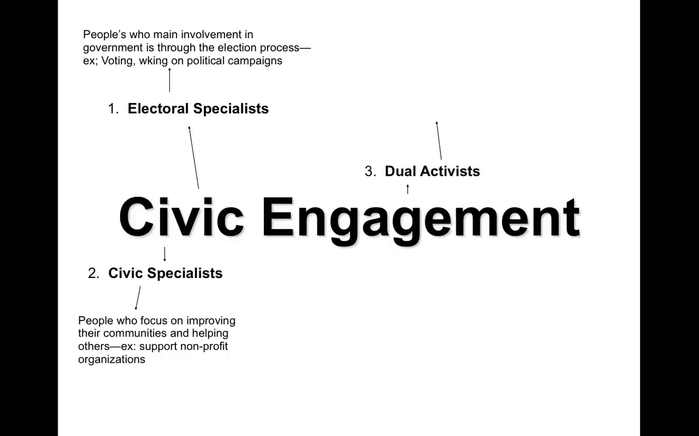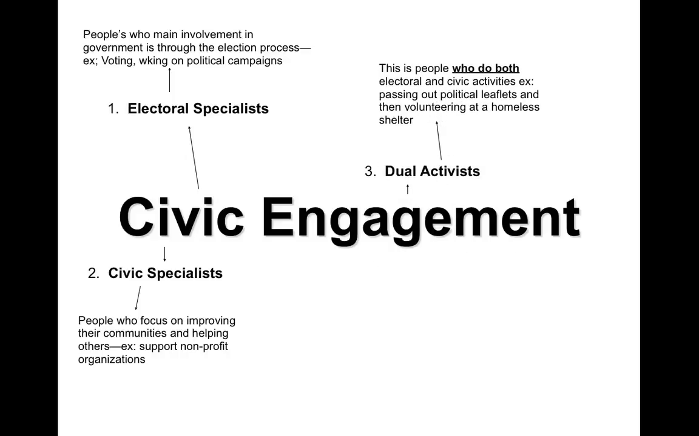Then you have dual activists. They are both electoral specialists and civic specialists. So they do both of those things. Again, passing out political leaflets, volunteering at a homeless shelter. That's combining doing democracy and your community service hours. That's kind of an example. So that's what that is.